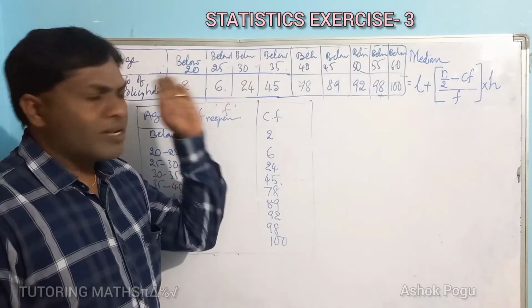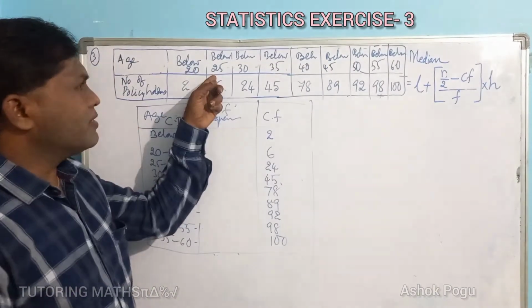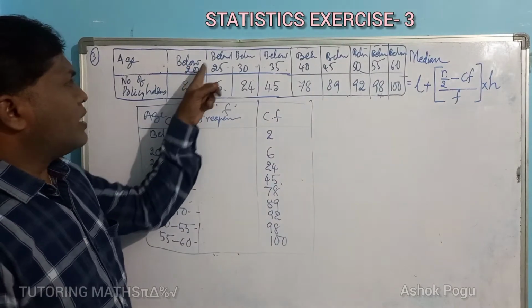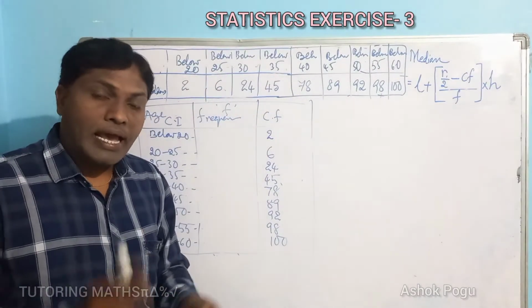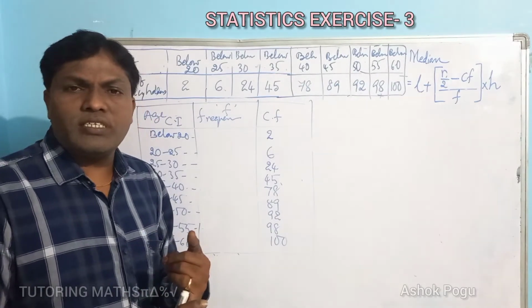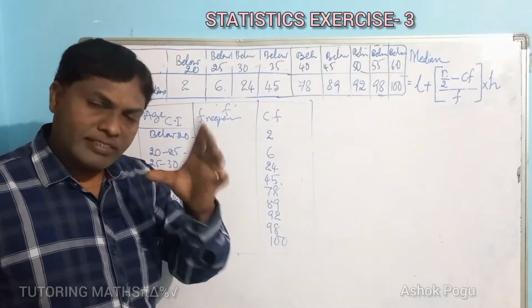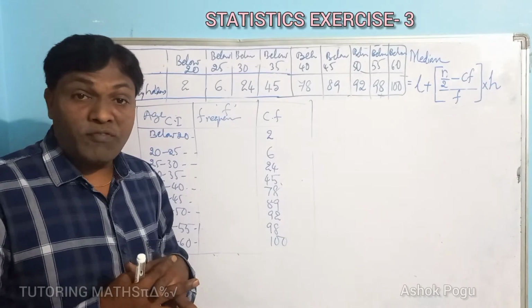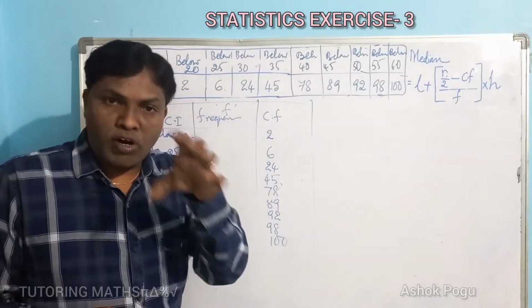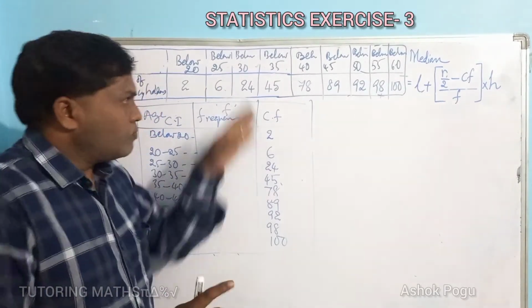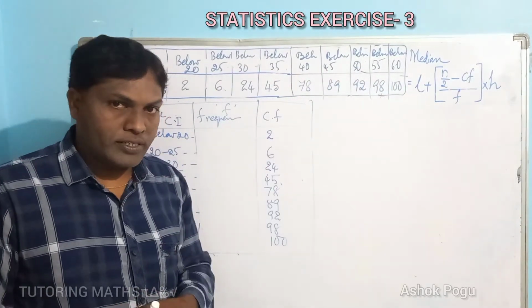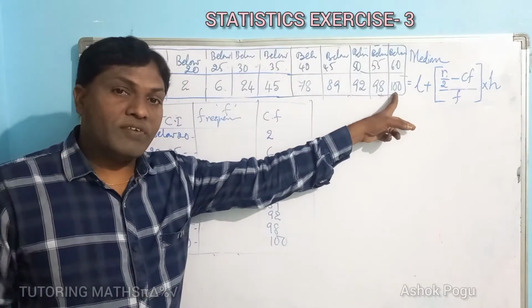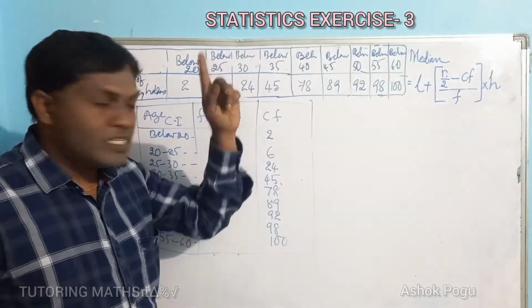Now this is the data about the third question, and here below 20, below 25, their ages are given and the number of policyholders. An LIC agent has conducted a survey and collected some information about the number of policyholders and their ages. This is the data about 100 policyholders. Total number of observations is 100, so n is equal to 100.